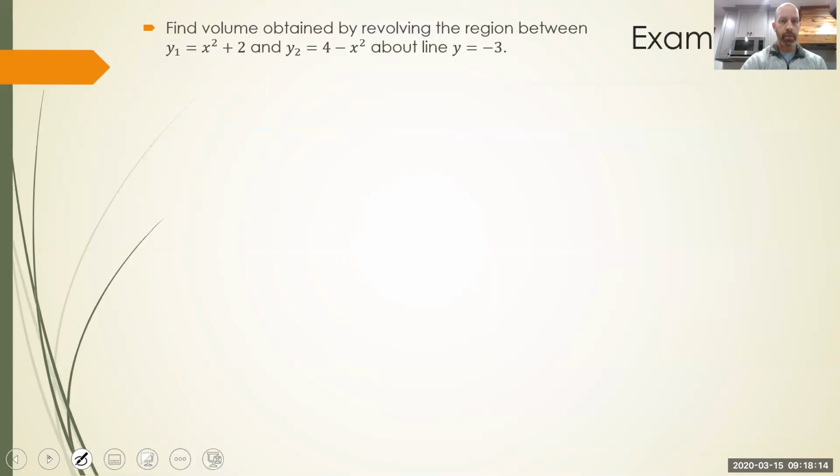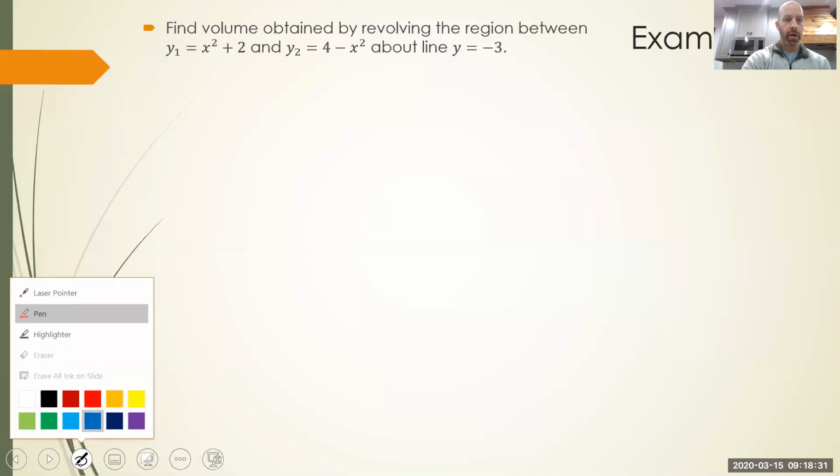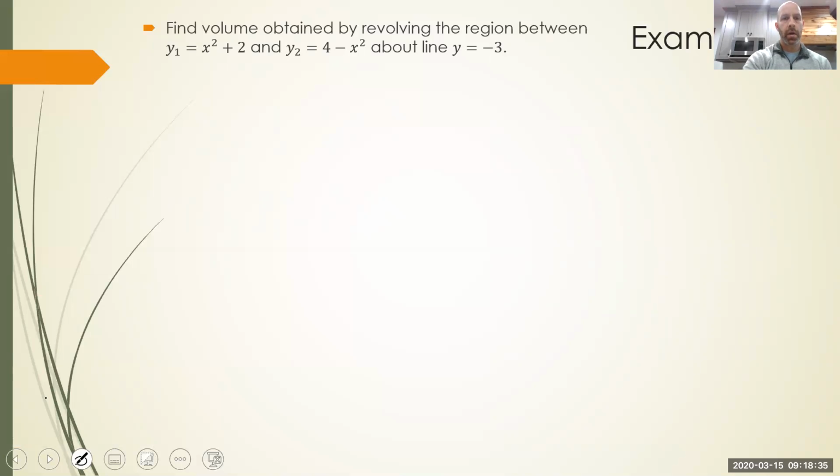All right. The third and final example here, I didn't give you a picture on this one. It says find the volume obtained by revolving the regions between y1 and y2 about the line y equals -3. So let me first start off by sketching this. Let's do black. So we've got the x-axis and the y-axis. Both curves are parabolas.